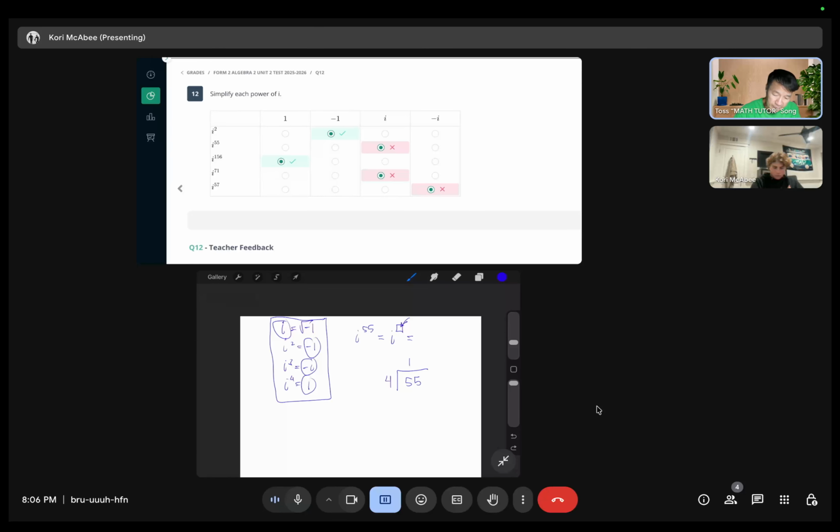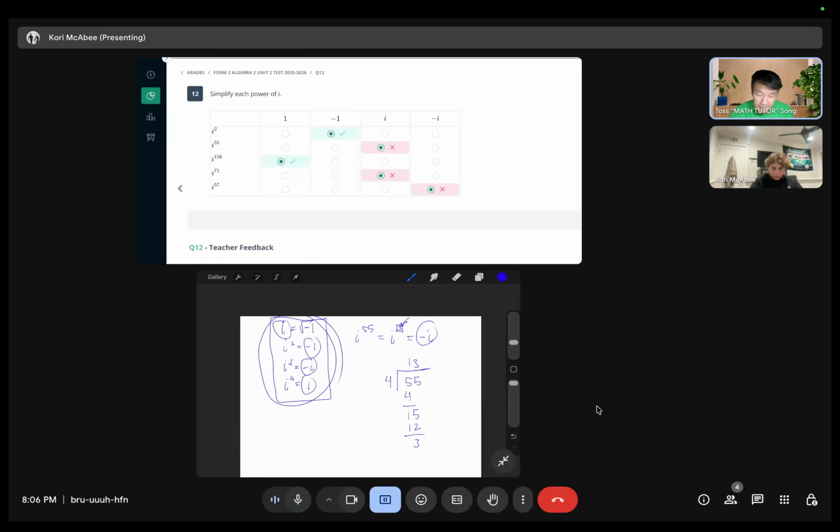So let's do it again. Here, 4 goes into 15 once, subtract, and then bring down the 5. 4 can go into 15 3 times. And then subtract, you get 3. So the answer is I to the third. That means it's a negative I. Yeah. The final answer.